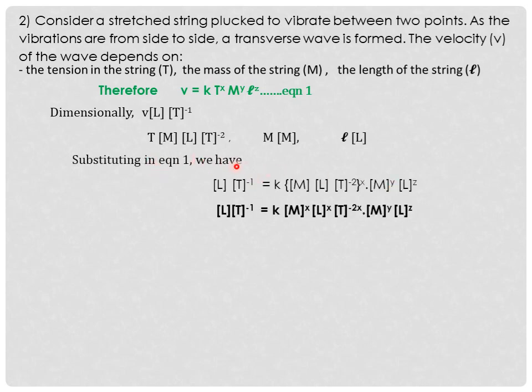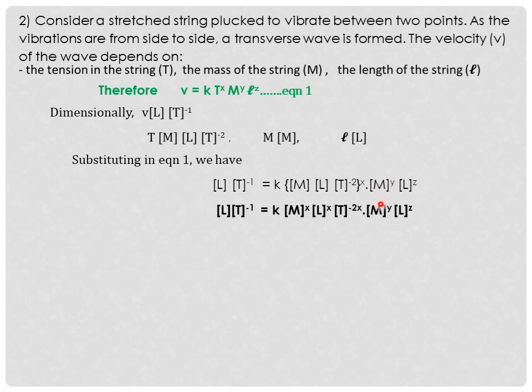Substituting in equation 1, if we now substitute all of these dimensions in equation 1, we're going to have this curly bracket, because T is force, so we substitute all of this for T and raise it to the power x, and substitute m and raise it to the power y, substitute for L and raise it to the power z. If we open out these curly brackets, we're going to have m raised to the power x, l raised to the power x, and t raised to the power minus 2x, giving us minus 2x.